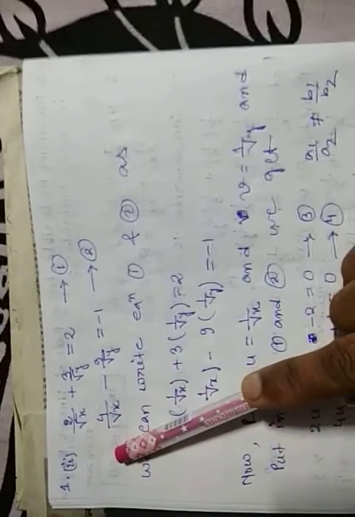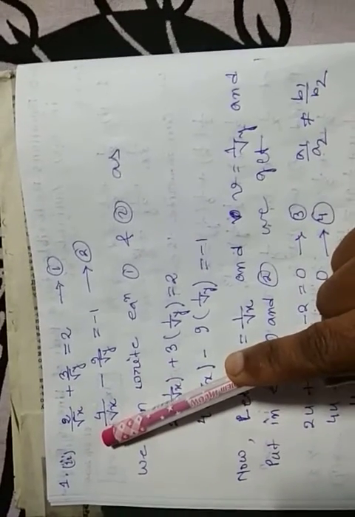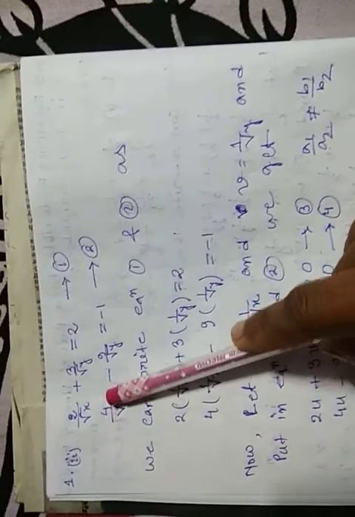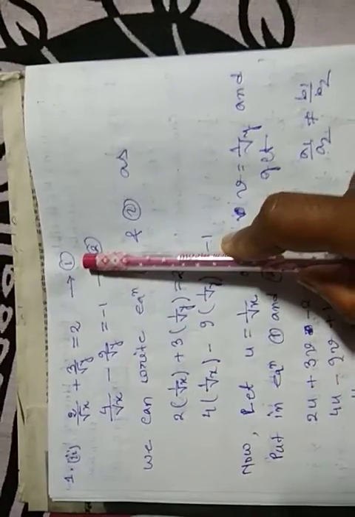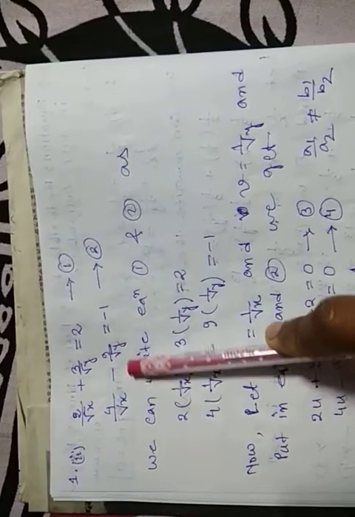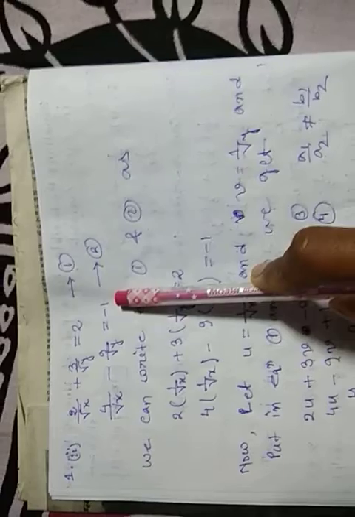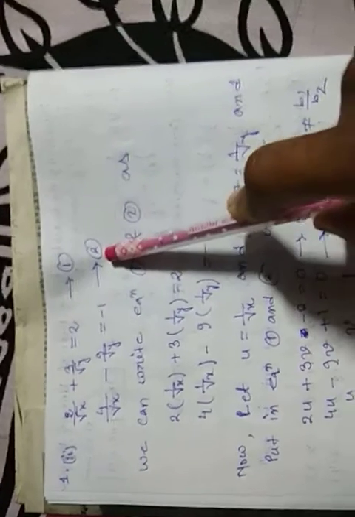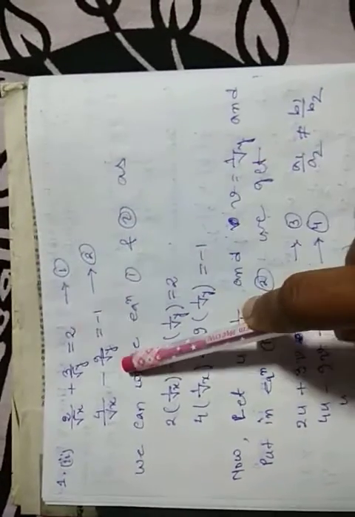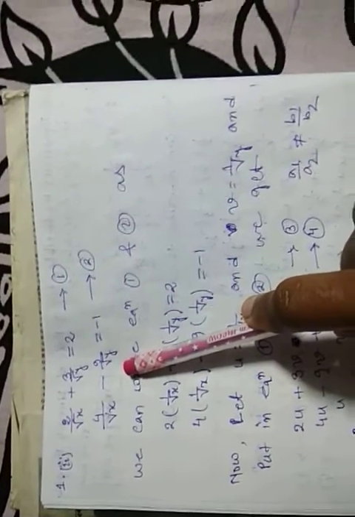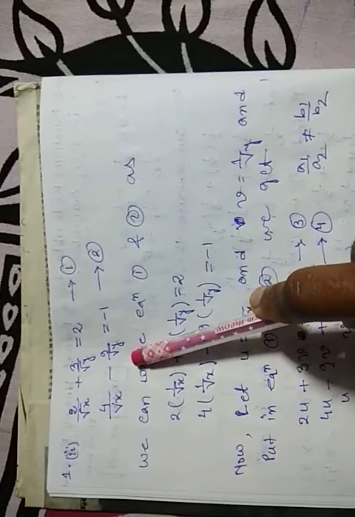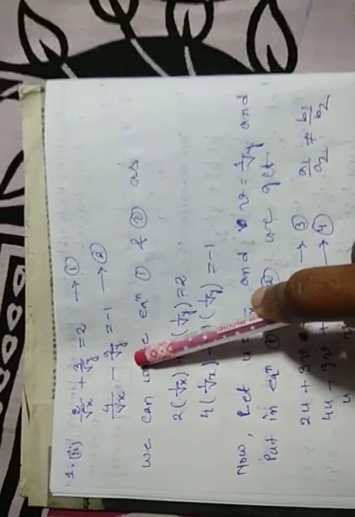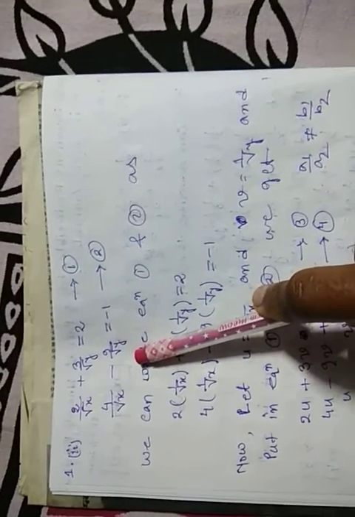Exercise 3.6, question number 1, Roman number 2. Here we are given 2 by root x plus 3 by root y equals 2, equation number 1, and 4 by root x minus 9 by root y equals minus 1, equation number 2. Here also you can see that the equations are non-linear. So first of all, we need to reduce the non-linear equations into a pair of linear equations in two variables.